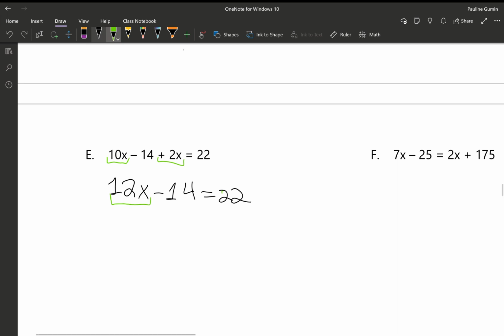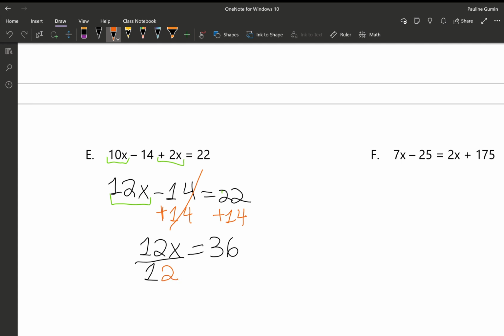Okay. Now, let's work on getting x by itself. So the next step that I'm going to be taking is adding 14 to both sides. So I'm left with 12x equals 36. And of course we can finish by dividing both sides by 12.